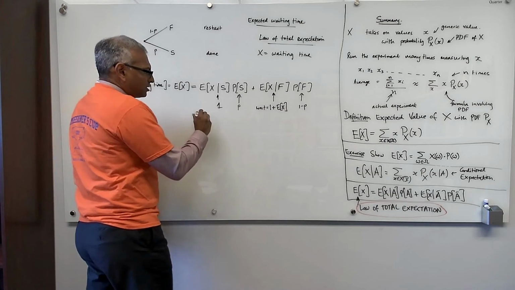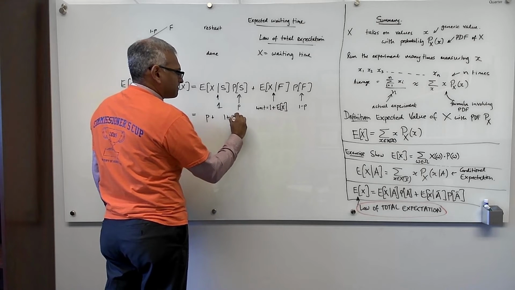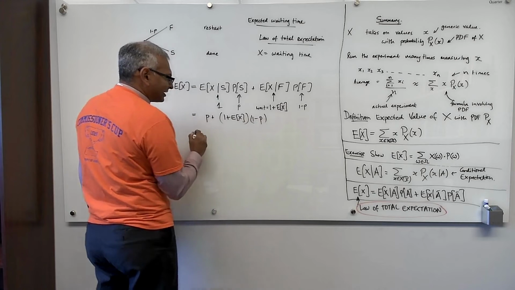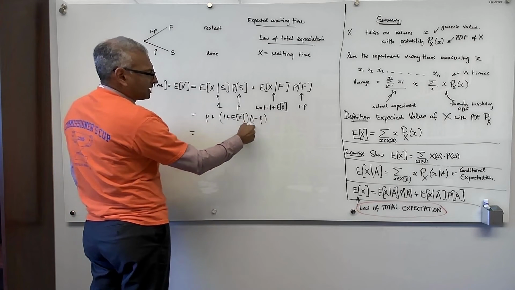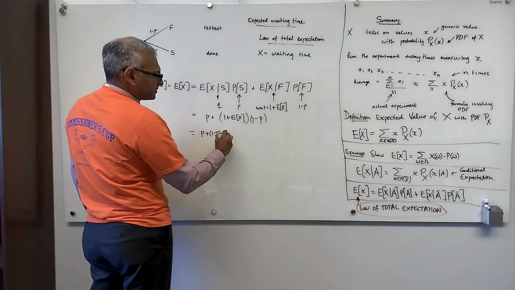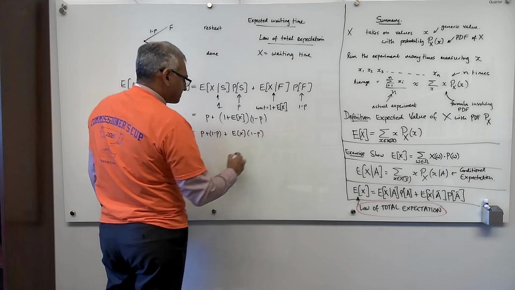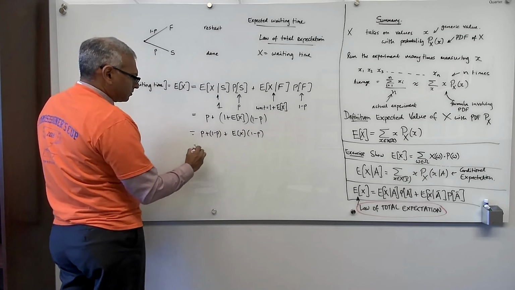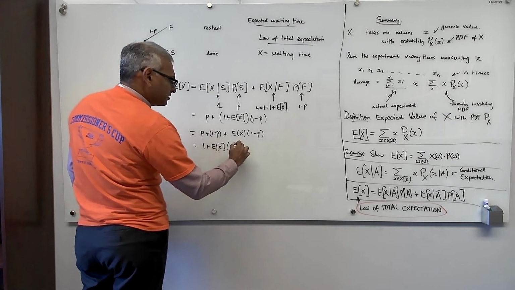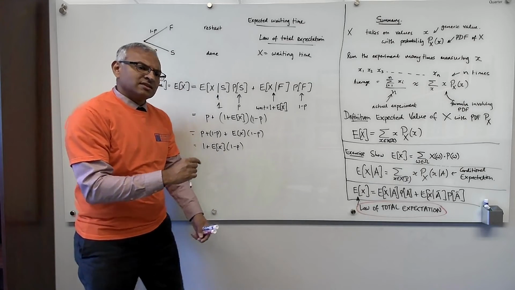So this is equal to p plus 1 plus the expected value of x times 1 minus p. Let me collect terms. This is p plus 1 minus p, okay, plus the expected value of x times 1 minus p. So this is 1 plus the expected value of x times 1 minus p. Now, this is what typically happens when you consider these processes that can restart.